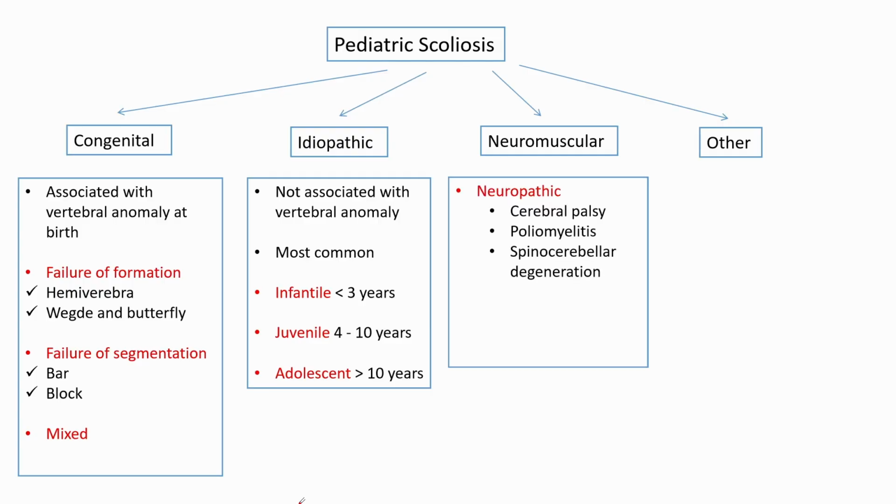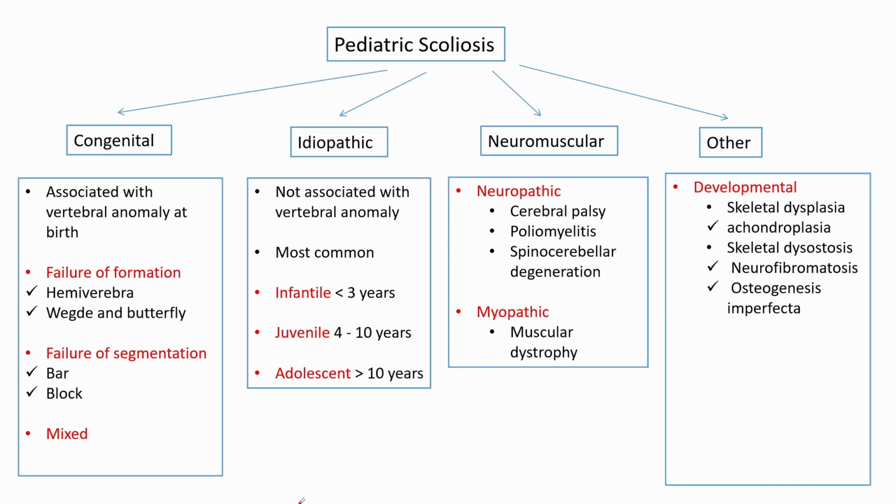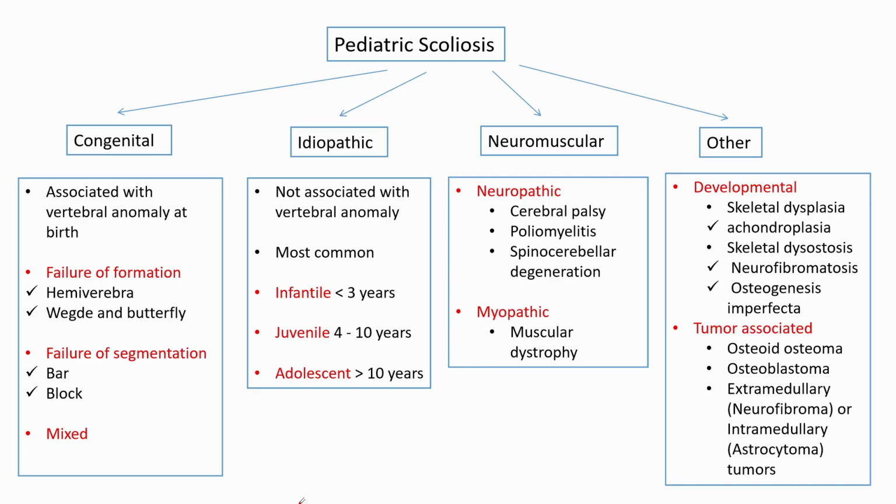Neuromuscular scoliosis is either due to neuropathic causes like cerebral palsy, poliomyelitis, and spinocerebellar degeneration, or myopathic causes like muscular dystrophy. Other types include developmental scoliosis in conditions like skeletal dysplasia or skeletal dysostosis. There is also tumor-associated scoliosis in bony tumors like osteoid osteoma and osteoblastoma, or soft tissue tumors like neurofibroma and astrocytoma.